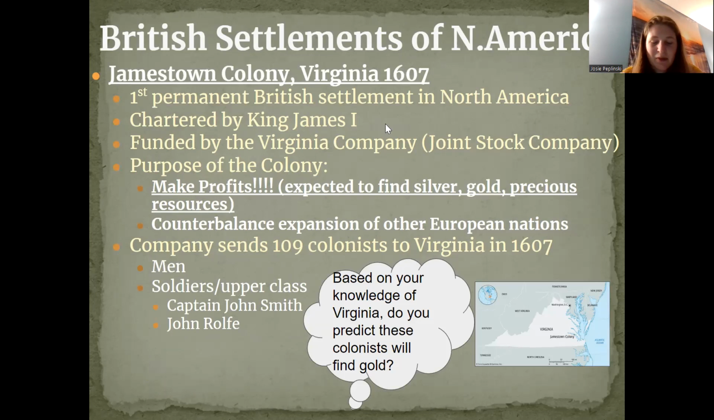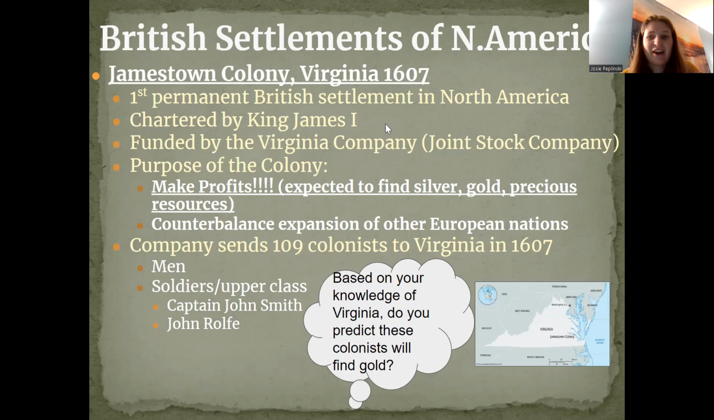Jamestown is going to be an example of a successful colony. This is the first permanent British settlement in North America, chartered by King James I. That's why it's called Jamestown, and funded by the Virginia Company, or the Joint Stock Company. Now, this name might come up again later. The purpose of this colony is to make profits. They think these colonists are going to find silver, gold, precious resources. That's what these colonists have come to do, to mine for gold, to search for gold.